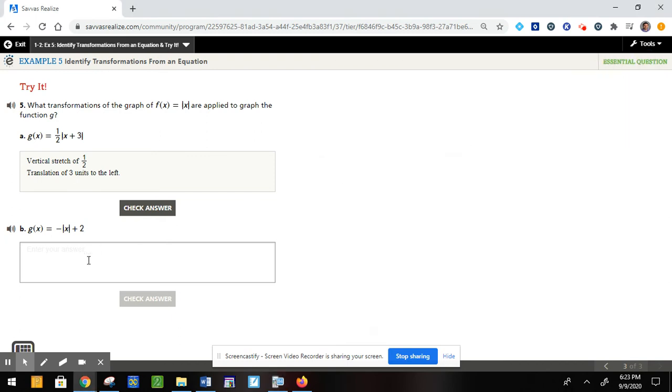All right, and the second one, again, two things are happening here. The +2 on the outside is going to move it up 2. So translation, 2 units up. Then the minus sign on the outside is going to reflect over the x-axis.